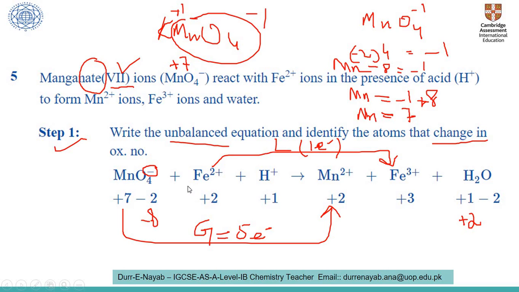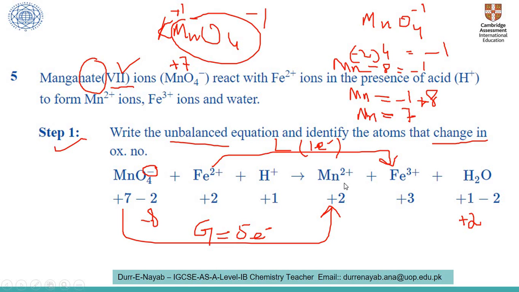Endi keyingi reaksiyaga o'tamiz. Bu yerda permanganat 7 ioni temir 2 ioni bilan kislotali sharoitda reaksiyaga kirishib, marganat 2 ioni va temir 3 ioni hamda suv hosil qilgan reaksiyani tenglashtirish so'ralyapti. Demak, reaksiya tenglamasini yozib olyapmiz. Mana manganat 7 ioni, temir 2 ioni va vodorod ioni uchalasi reaksiyaga kirishyapti. Bu yoqda marganat 2 ioni, temir 3 ioni hamda suv moddasi hosil bo'lyapti.